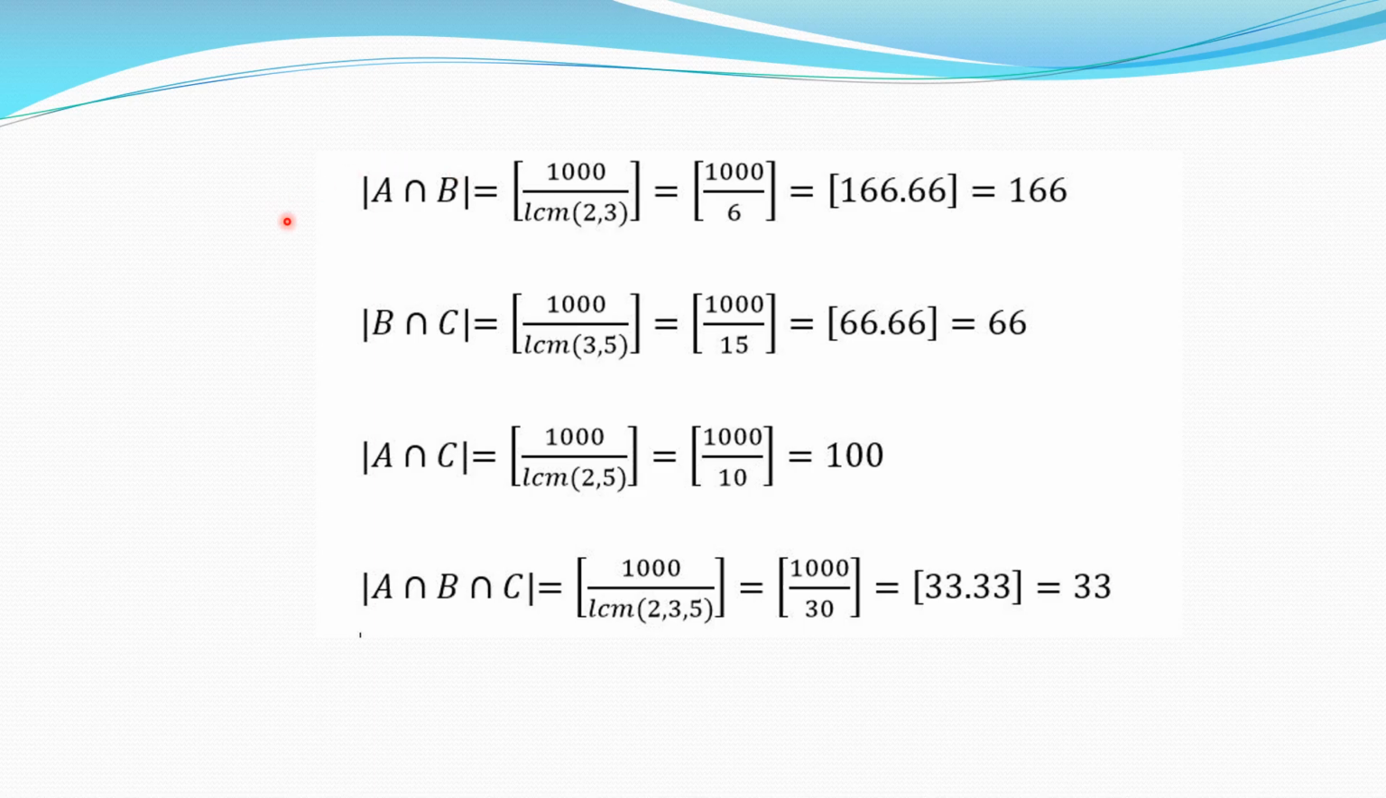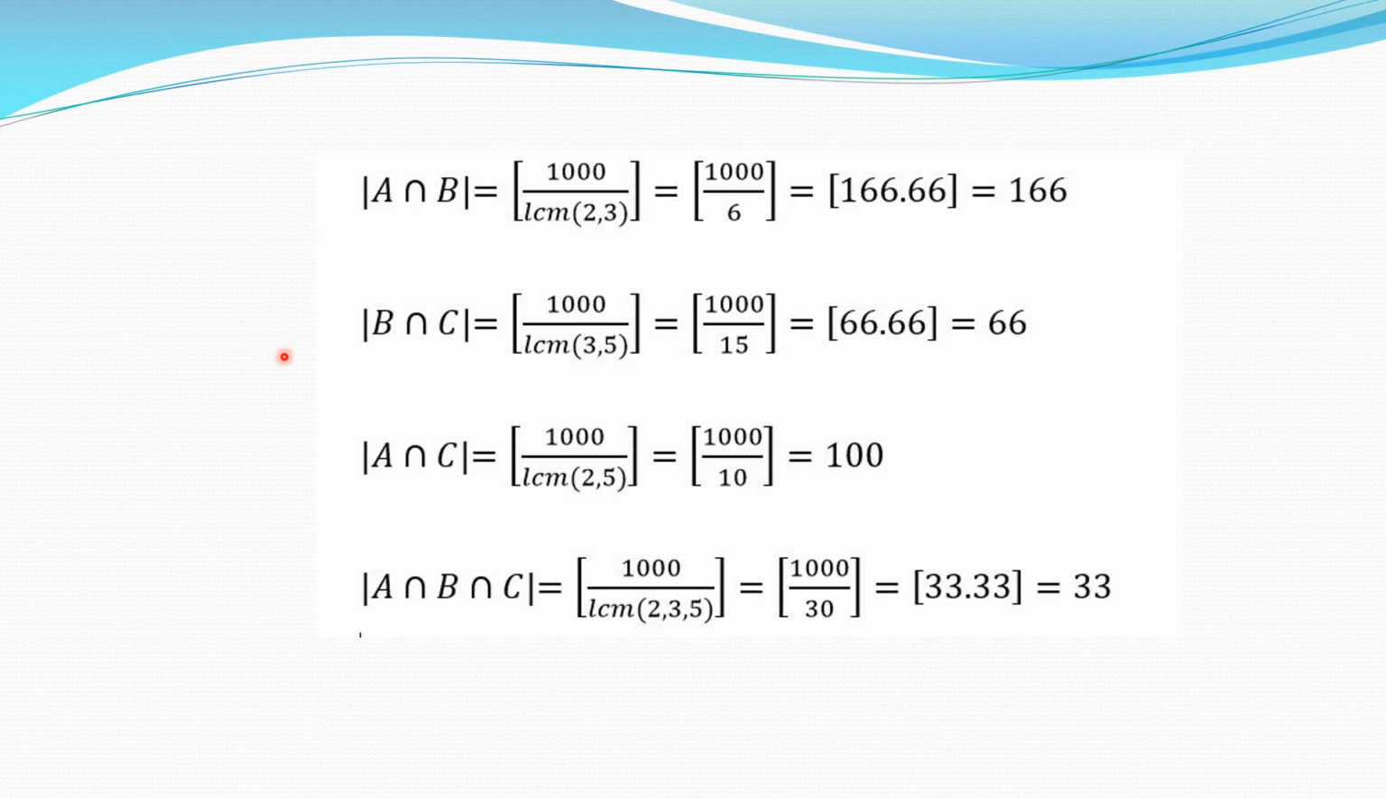Now, the cardinality of A intersection B. The cardinality of A intersection B is the number of integers from 1 to 1000 which are divisible by 2 and 3 at a time. Now, a number is divisible by 2 and 3 if it is divisible by their LCM. So, to find that cardinality, we divide 1000 by the LCM of 2 and 3, which is 6. So, it is 166.66. Again, removing the decimal part, it is 166. So 166 numbers are divisible by 2 and 3.